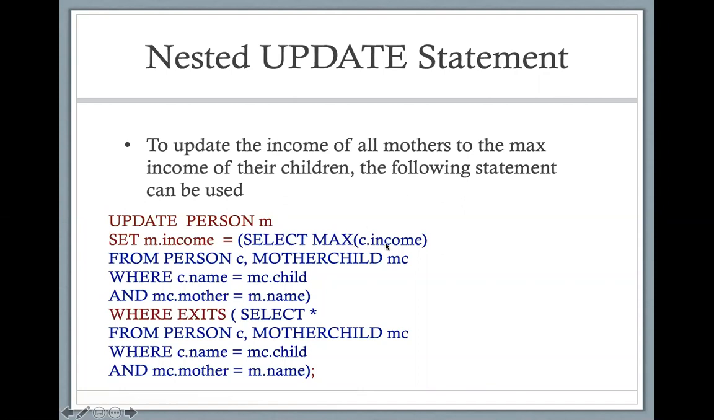That's why I needed to do a join between the tables mother child and person. Now, once I do this, I need to update the income of the mom with this maximum value. So I need a nested query to do the update.